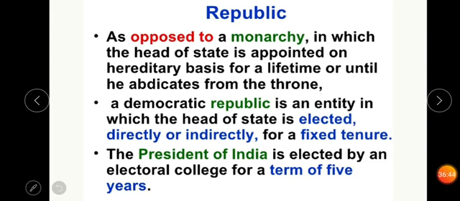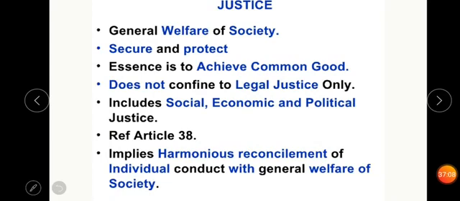Okay, and then he has given the fixed tenure, that is, a term of 5 years. So that's why India is known as a republic. There is no system in which the head of the nation is appointed because of their ancestors, family, or blood relation. Okay, so that deals with the republic. Now we will talk about justice.